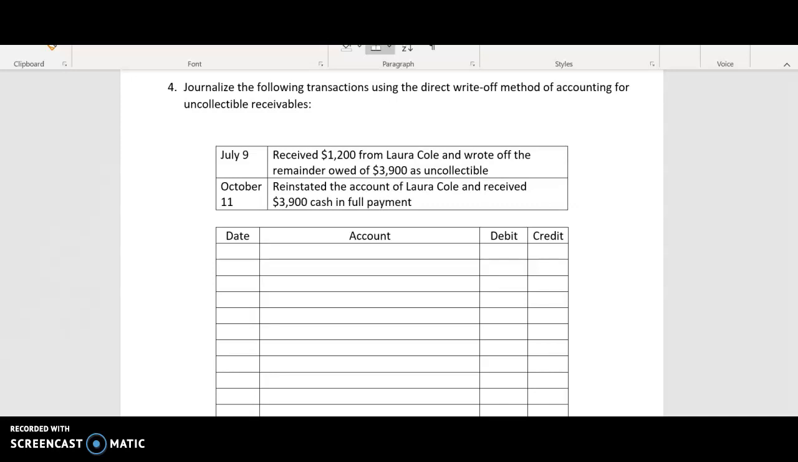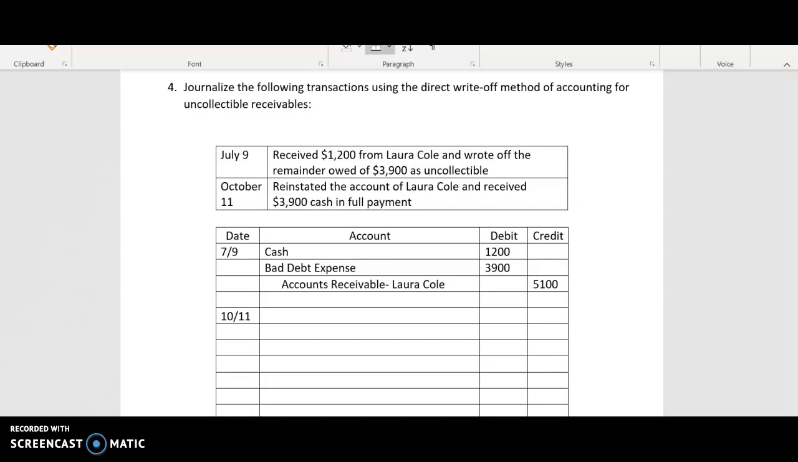Here's an example where we're going to look at the following using the direct write-off method. So received $1,200 from Laura Cole and wrote off the remainder owed as $3,900 uncollectible. So it's July 9th and we received cash, so cash goes up by $1,200, and cash is an asset, so we debit it for $1,200. And wrote off the remainder of $3,900 as uncollectible. Since it's the direct write-off method, I immediately use bad debt expense for the amount that is uncollectible, $3,900. So the total amount of accounts receivable that needs to go away is the $5,100. The $1,200 plus the $3,900 is now off of the accounts receivable. And the subsidiary account would be Laura Cole, so add that to the entry.